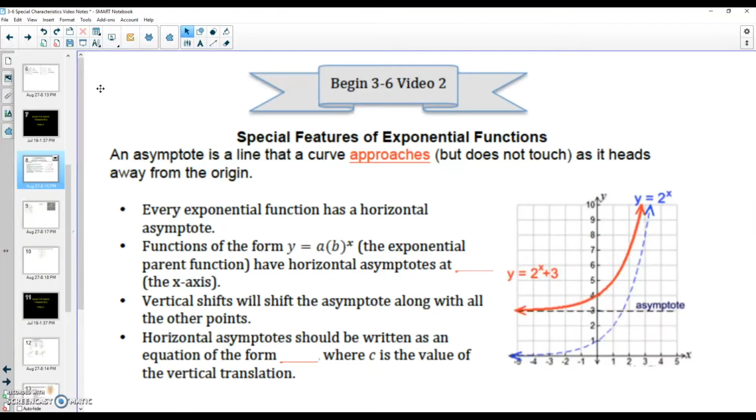Functions of the form y equals a times b raised to the x power, where we don't have any shifts up or down or left or right or anything like that, is always going to have a horizontal asymptote at y equals 0, also known as the x-axis.